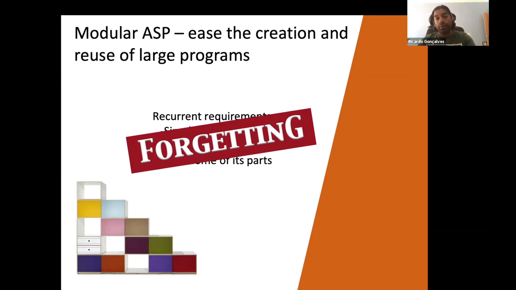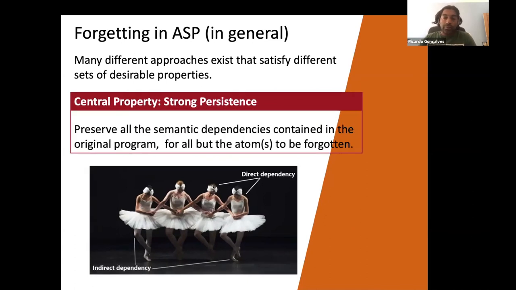Forgetting in ASP is really about language reduction. The result of forgetting a set of atoms from a program should correspond to a program with only the remaining atoms, so that in some way the knowledge about those atoms that was encoded in the original program is preserved. Forgetting in ASP has been studied. Many different approaches exist, along with a set of desirable properties. Among these, the strong persistence property is the one that best characterizes forgetting, because it precisely corresponds to the intuitive idea of forgetting, and also because most other properties are consequences of SP.